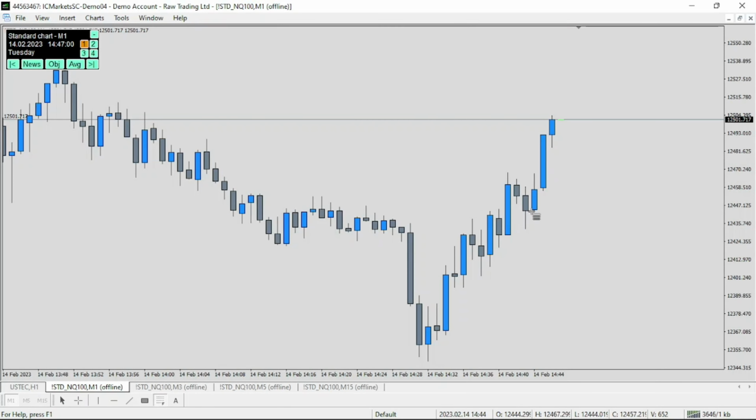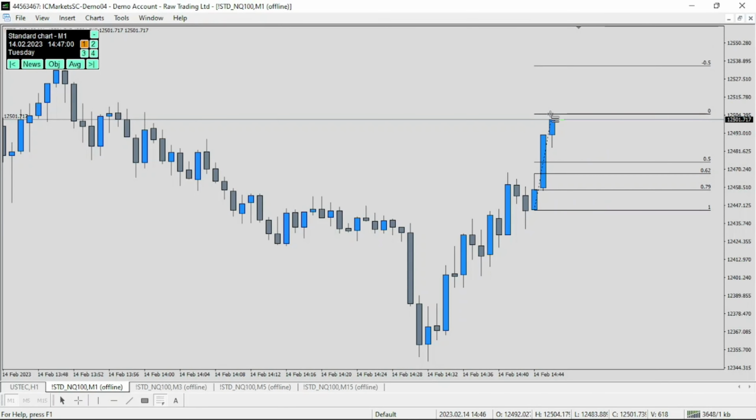The next thing we do is we draw our fib from the low to the high, and we place our entry right here at the 50% or the 0.5 of the fib, our stop loss at the 1, then our take profit at the negative 0.5 level of the fib.